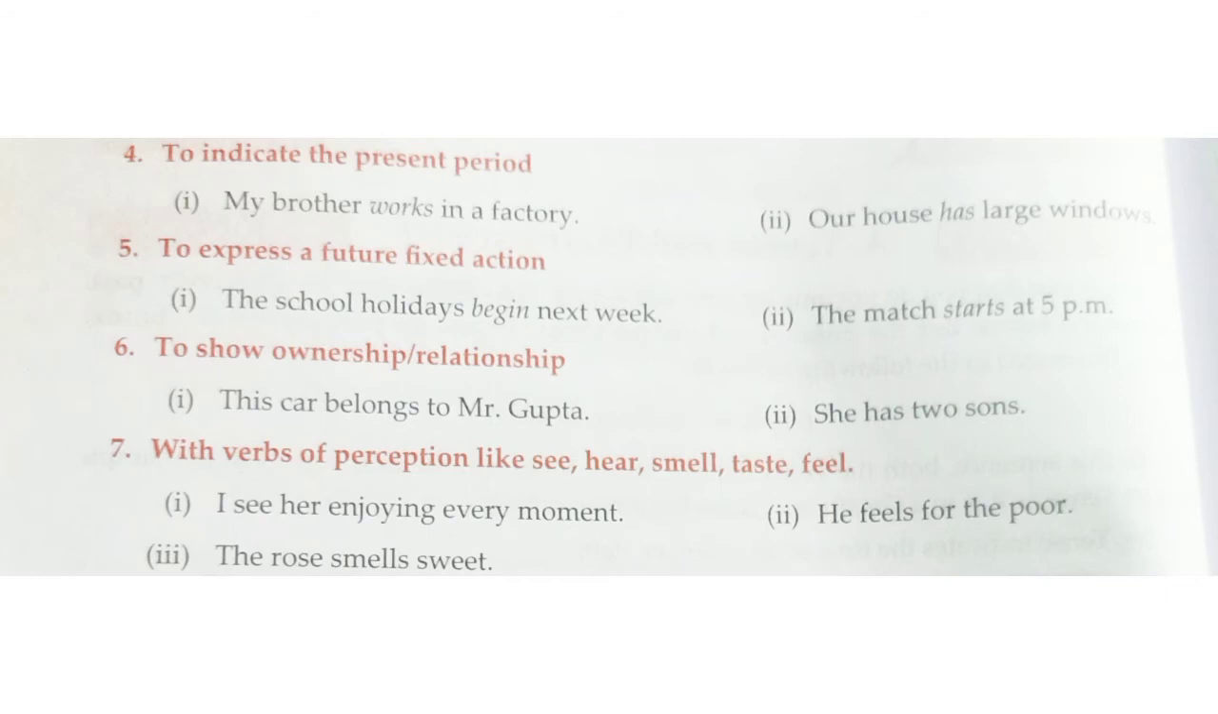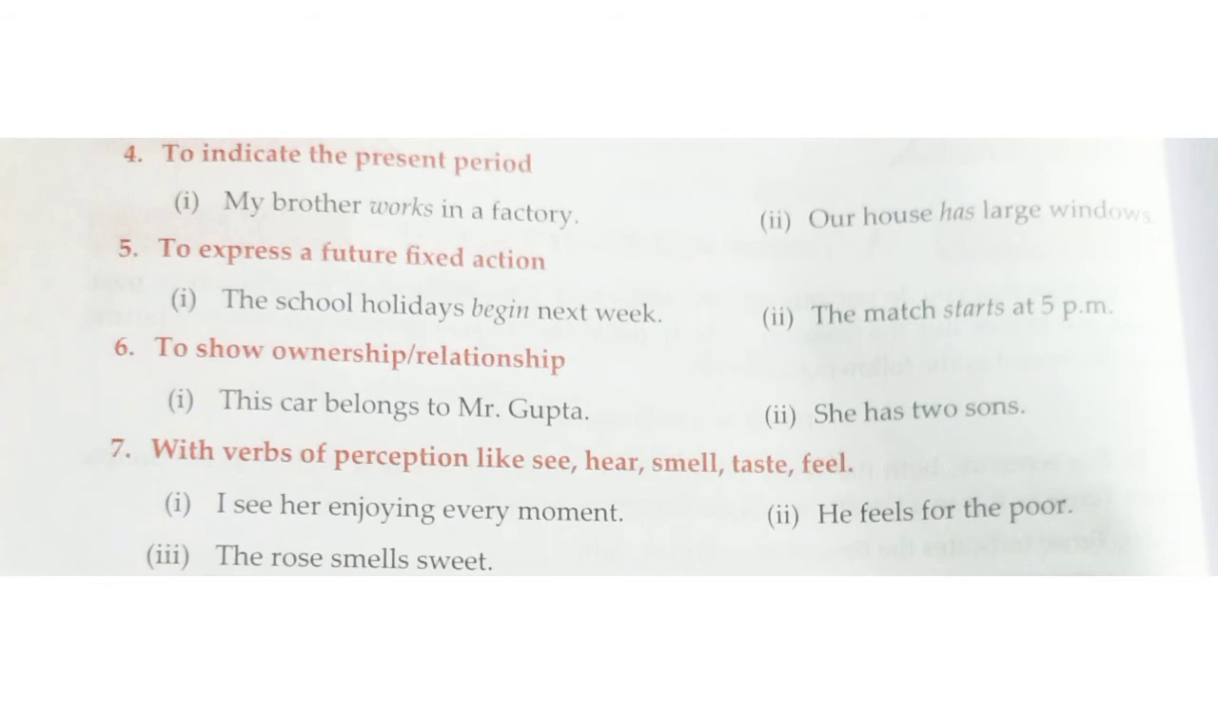So, future fixed action. Here we are focusing more on the fixed action. Definitely the school holidays begin next week. Okay, "The match starts at 5 p.m." The future event here is a fixed one, so that is why 5 p.m. is the timing given there. So whenever a future fixed action is to be expressed, we can use the present indefinite to show that.